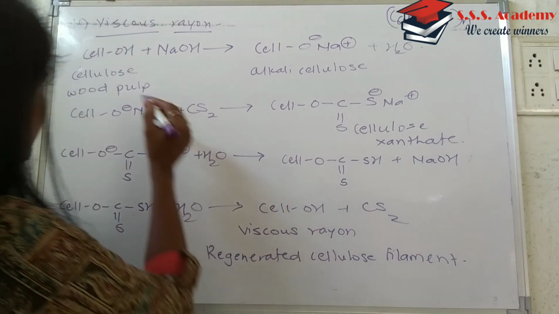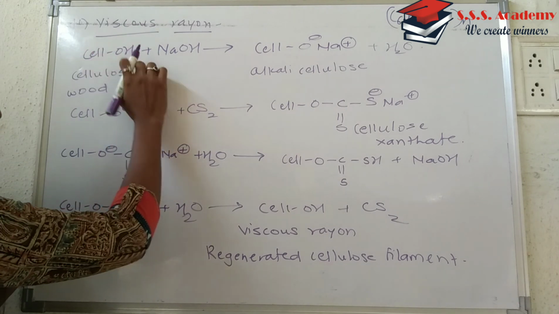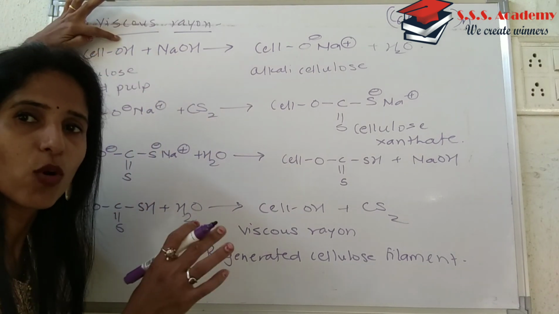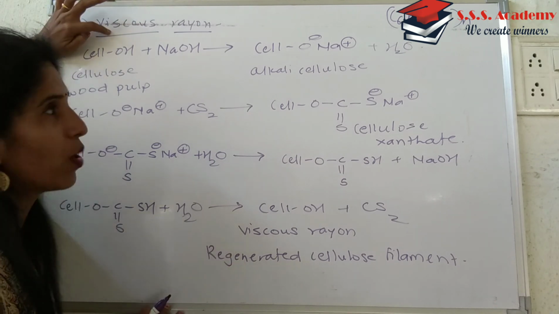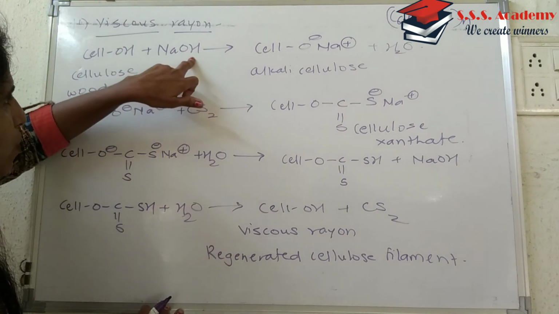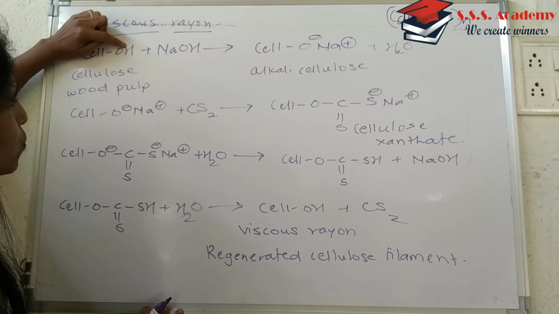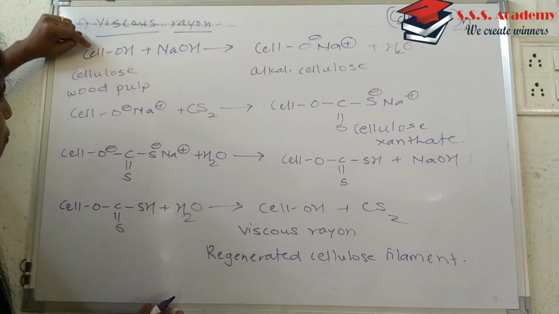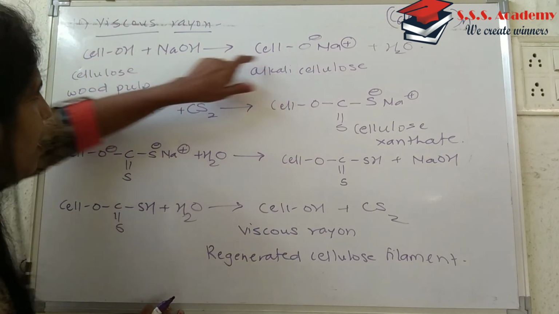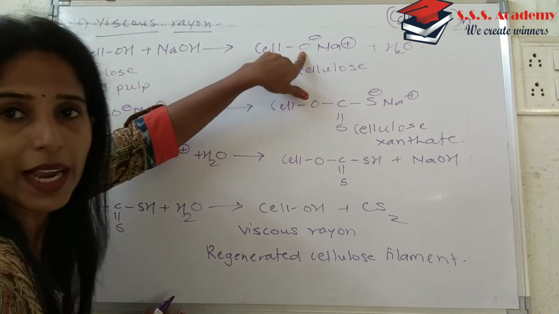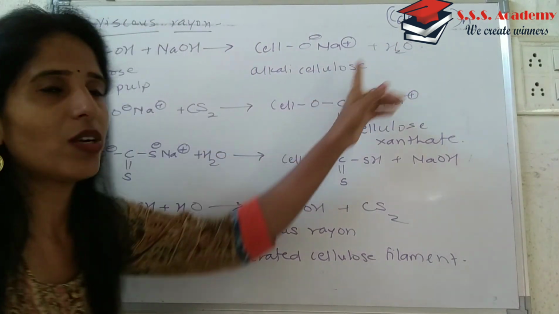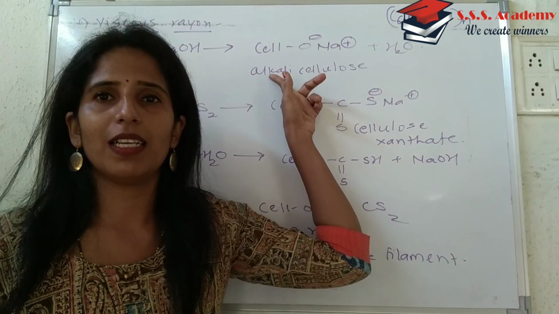See, cellulose is in hydroxy form, therefore I have written Cell-OH. Instead of writing the whole formula for cellulose, I have written Cell-OH, which is allowed to react with NaOH. So what will happen? That H will be replaced by Na, because both are cations, so I have written Cell-O minus and Na plus, and water will be removed. So it will give you alkali cellulose.